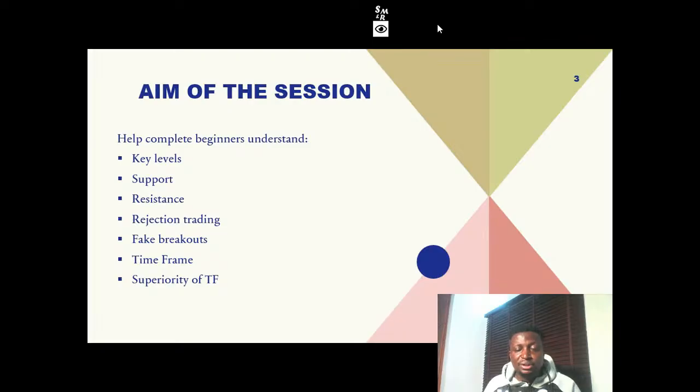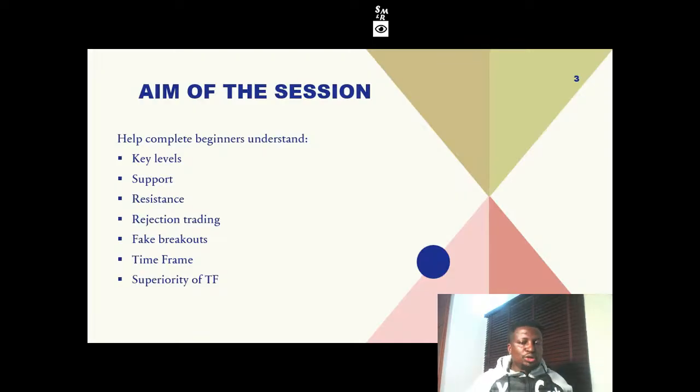I've seen people do support and resistance in a way that sometimes I begin to ask myself, who taught this one support and who taught this one resistance? So I'll be giving you my definition and general definitions.